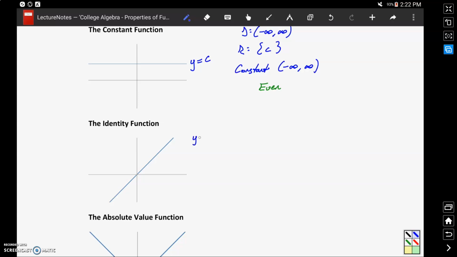Next we have the identity function, y equals x. So a straight line with a slope of 1 and a y-intercept of 0. This is going to have a domain of negative infinity to infinity, a range of negative infinity to infinity. It's going to be increasing for all values of x, since it has that constant slope of positive 1. And we can classify it as an odd function, since every point is reflected across the y-axis and then across the x-axis.